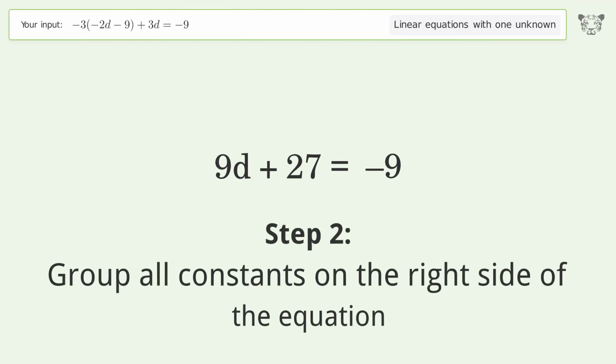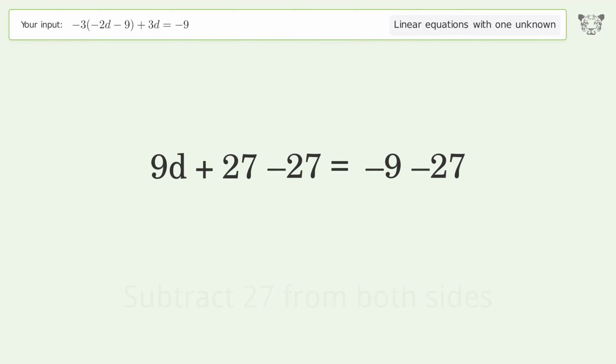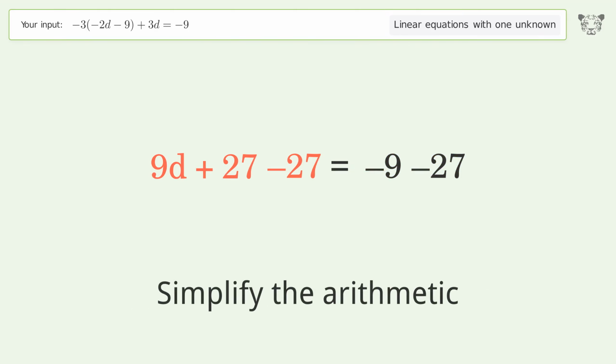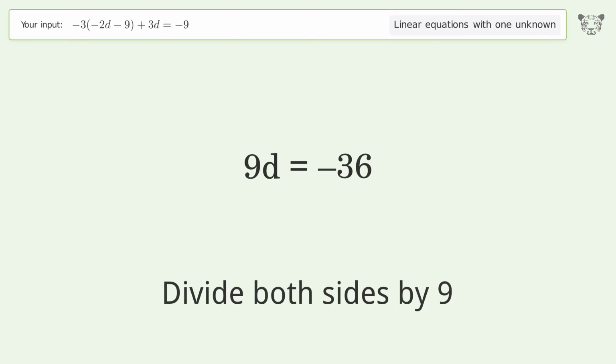Group all constants on the right side of the equation. Subtract 27 from both sides. Simplify the arithmetic. Isolate the d. Divide both sides by 9.